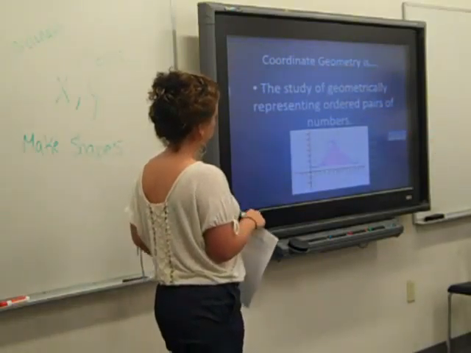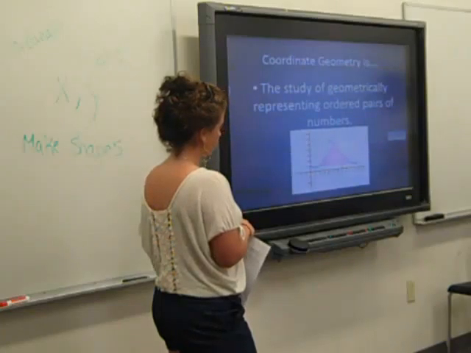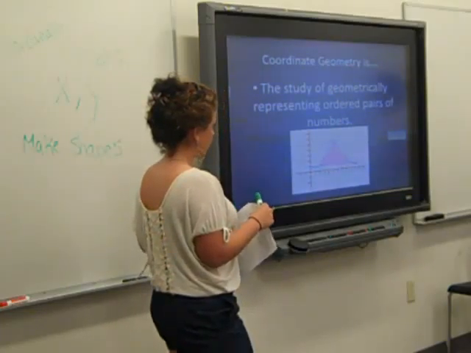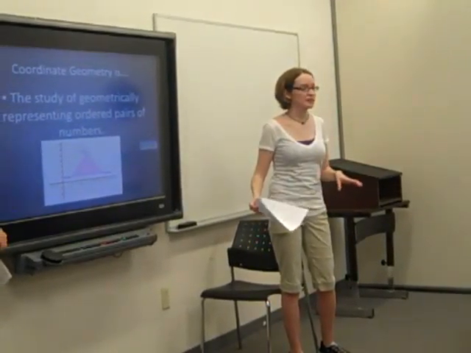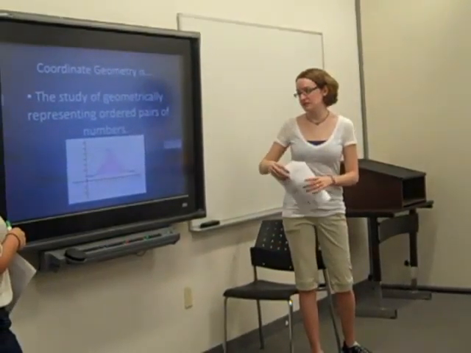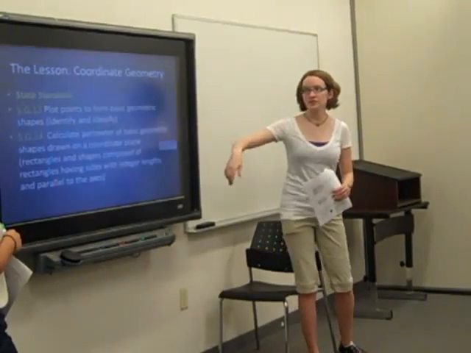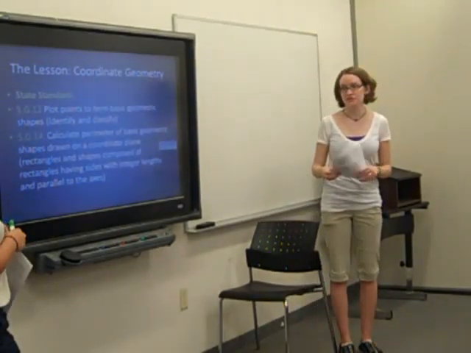Coordinate geometry is the set of geometrically representing ordered pairs of numbers. So that's basically what you guys are able to see. And we just have an example of a triangle plotted. What we're going to look at actually is rectangles and rectangle-based shapes.